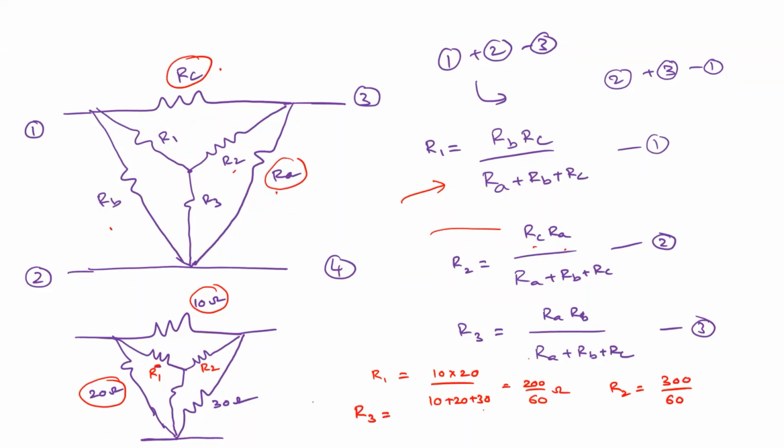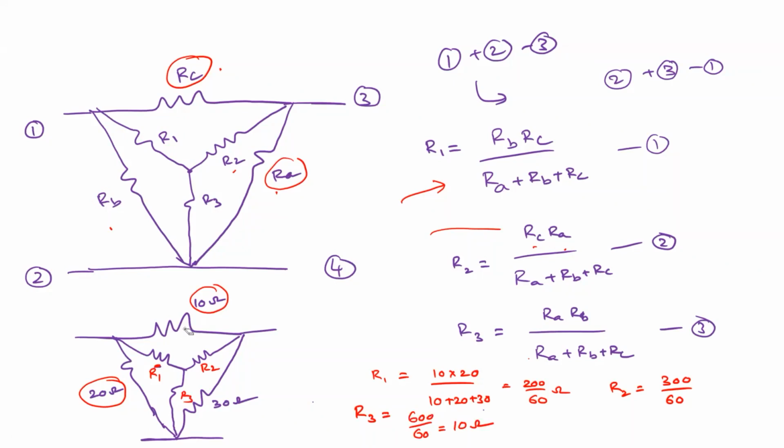Now tell me what is R3? 10 into 20 is 200... no, 20 into 30 is 600, upon 60, which is 10 only. Right? So R3 is 10. So you have obtained the equivalent resistances.